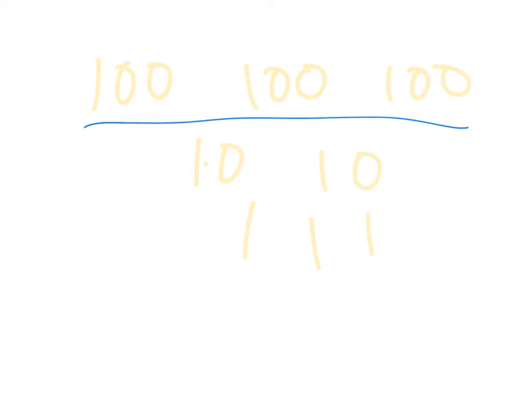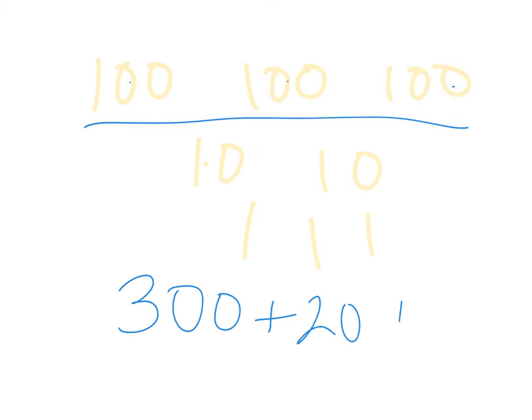Now, we do the same thing we do with money. So let's say we had a $100 bill and a $100 bill and a $100 bill and a $10 and a $10 and a $1 and a $1 and a $1. First thing we're going to do is start adding up the hundreds. 100, 200, 300. And we're going to add our tens: 10, 20, plus our ones, 3. So we start with the largest number and we slowly start adding up the smaller ones until we get the total of $320.